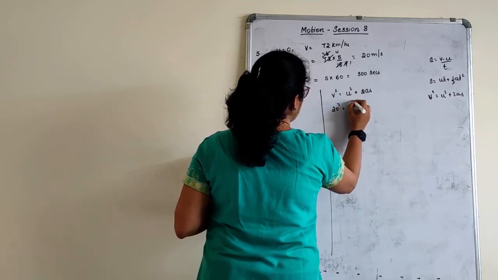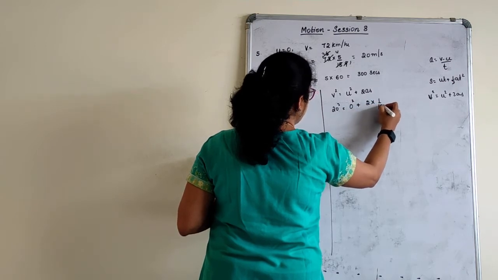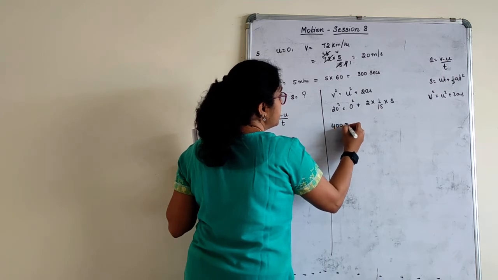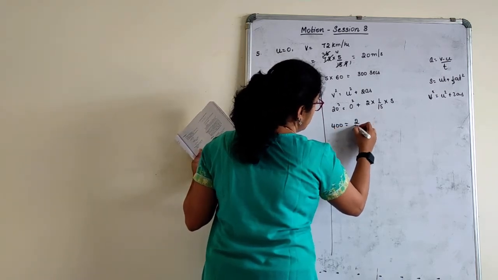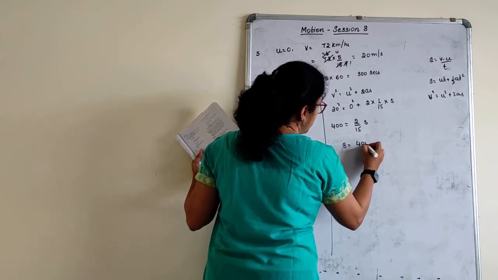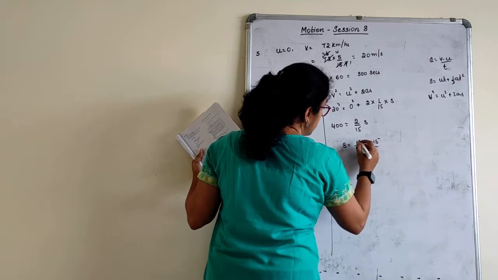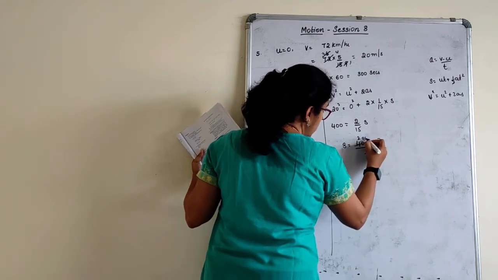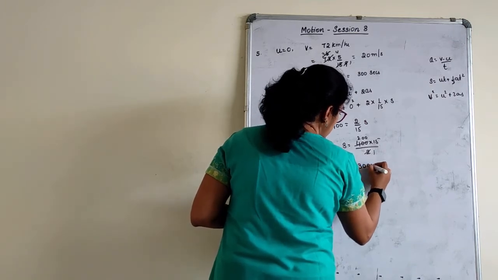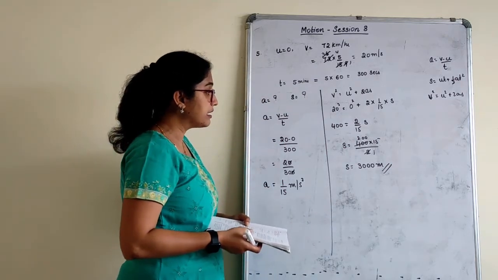20 square is equal to 0 square plus 2 into 1 by 15 into S. So this is 400 is equal to 2 by 15 S. S is equal to 400 into 15 divided by 2. 2 ones are 2, 2 twos are 4, 0 0. 15 twos are 30. 2 more zeros. So the distance travelled is 3000 meter.